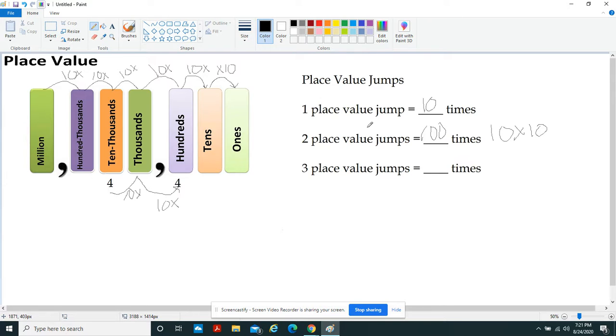So 1 jump has 1 zero for 10. 2 jumps has 2 zeros for 100. So if the pattern continues, how many zeros will 3 jumps have? You're right, 3. So when we add 3 zeros behind the 1, 3 place value jumps equals 1,000 times.